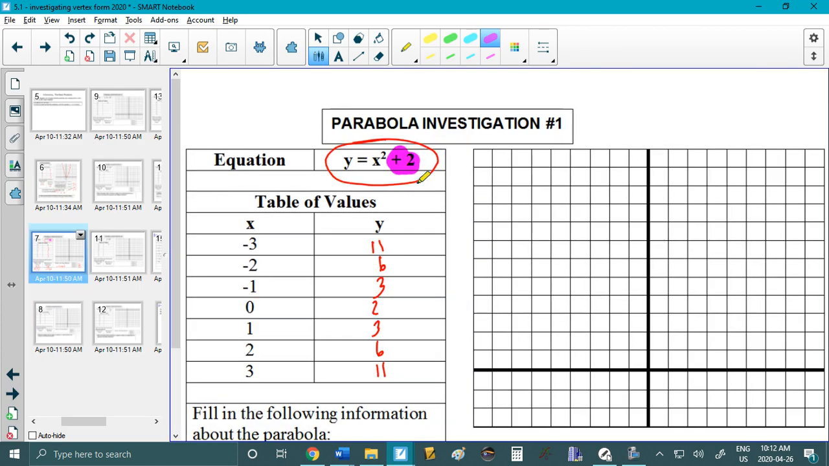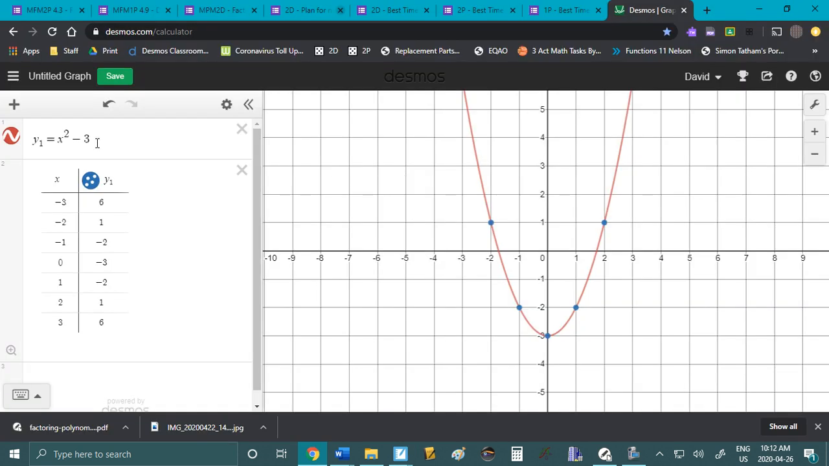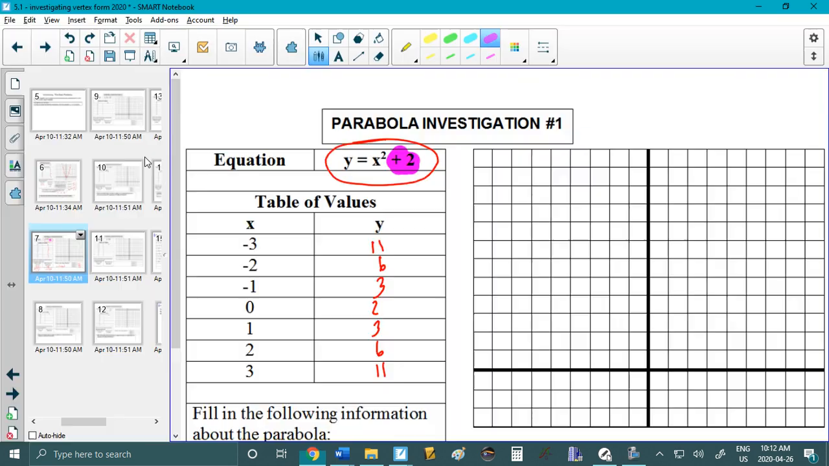Okay, so x squared plus 2 moved the whole thing up by 2. What do you think x squared minus 3 is going to do? So please pause and think about that. You might have already answered in your head, but make sure you've thought about it.